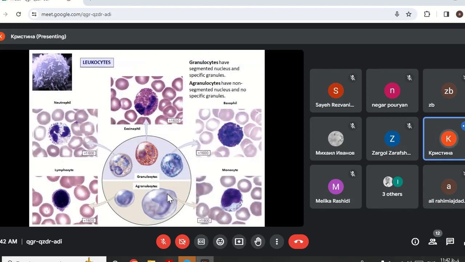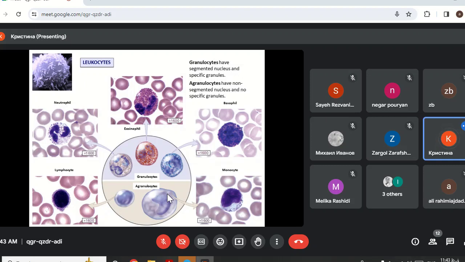Next we go to blood cells which are called leukocytes or white blood cells. We have 5 types of them, and they are subdivided into 2 large groups: granulocytes and agranulocytes. These names come from granules. Granulocytes have 2 specific features. They have a segmented nucleus and specific granules.